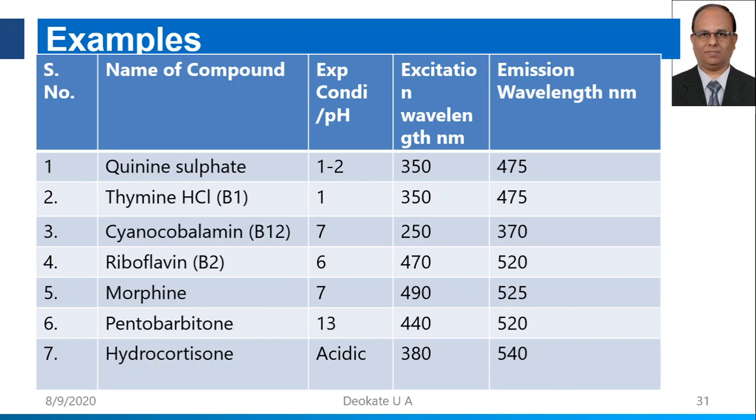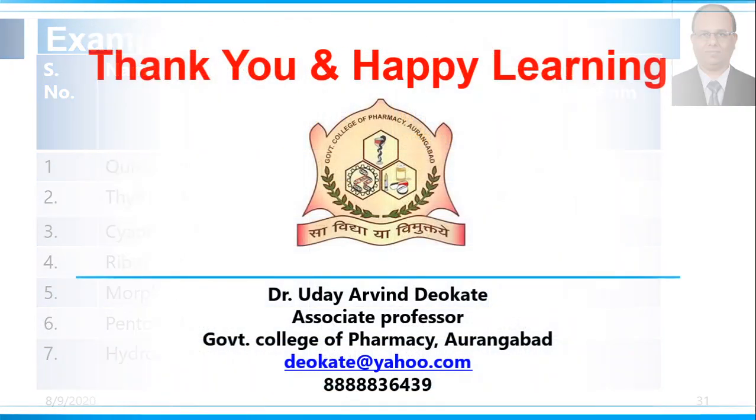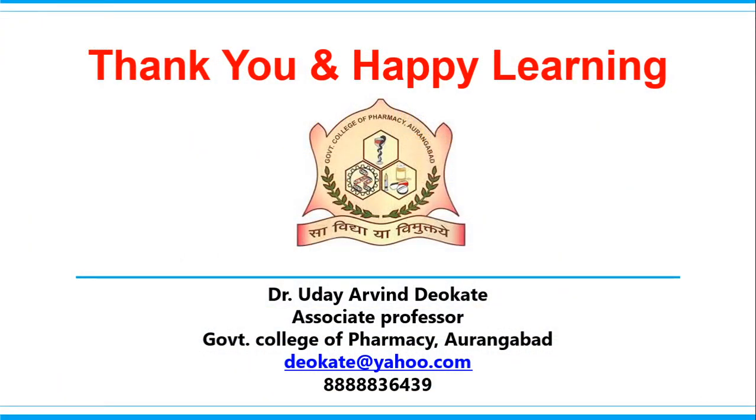Morphine can be determined in the same way. The pH is 7. In neutral pH, we have to determine morphine. Then phenobarbital, we have to determine in alkaline pH, and hydrocortisone, we have to determine in acidic pH. So here we have completed another topic, that is fluorometry, as per your syllabus.